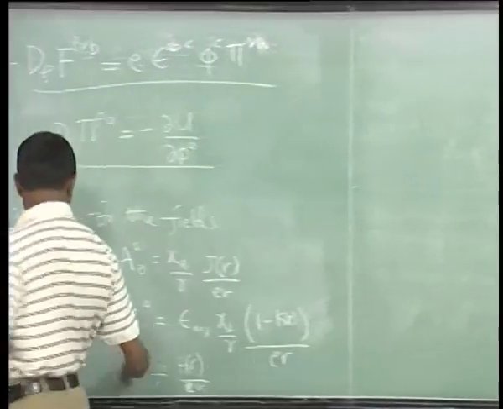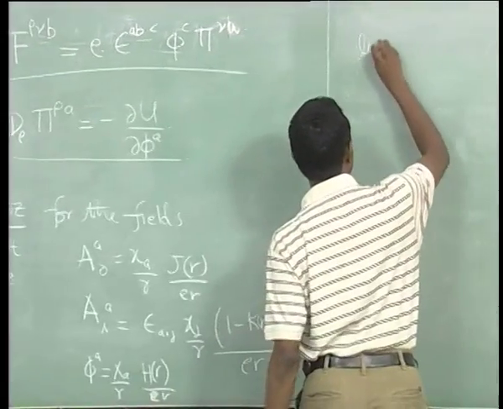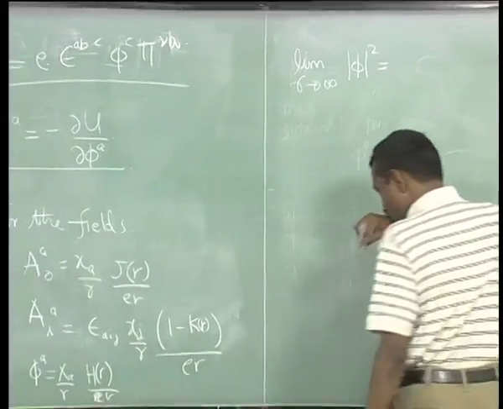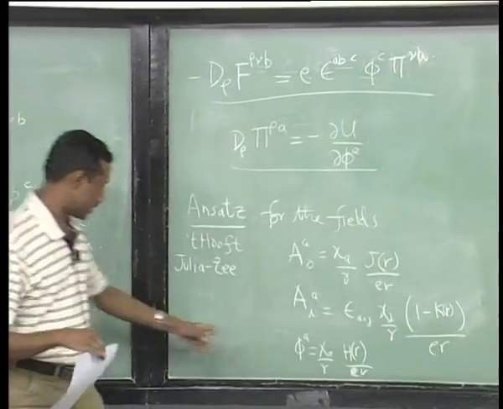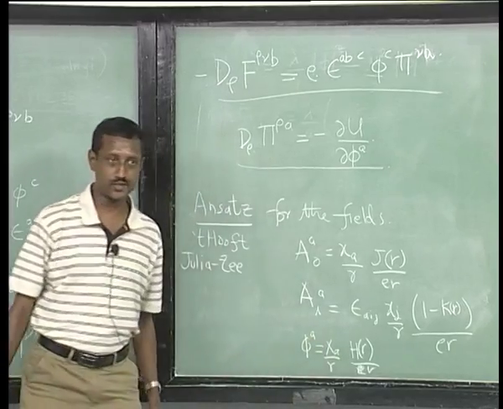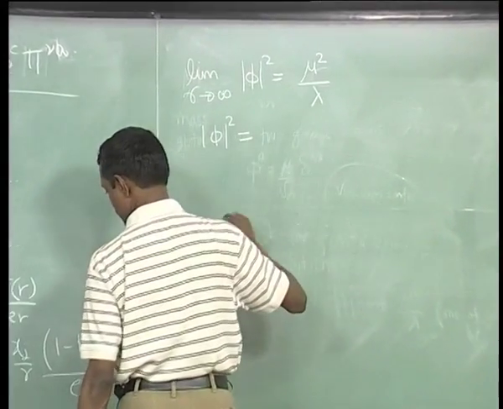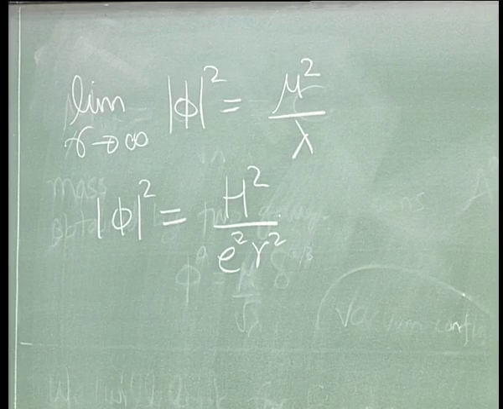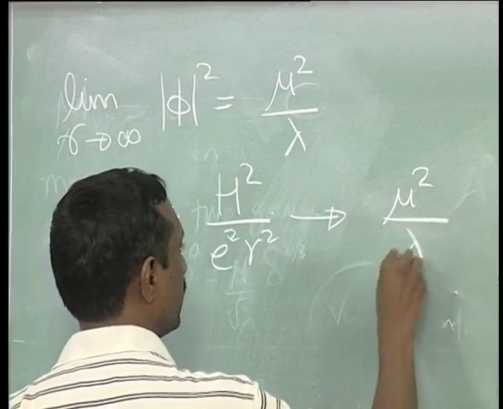You can see here that this phi is along the radial direction at large values. What we wanted was, as r tends to infinity, mod phi squared, which was phi^a phi^a, to become mu squared by lambda. So now we can look at this ansatz and ask what it does for H. Phi^a phi^a would be x^a x^a, which is r squared, but there is an r to the power 4. So for the ansatz, mod phi squared is equal to H squared divided by e squared r squared, and this should tend to mu squared by lambda, so H of r should tend to the corresponding limit.